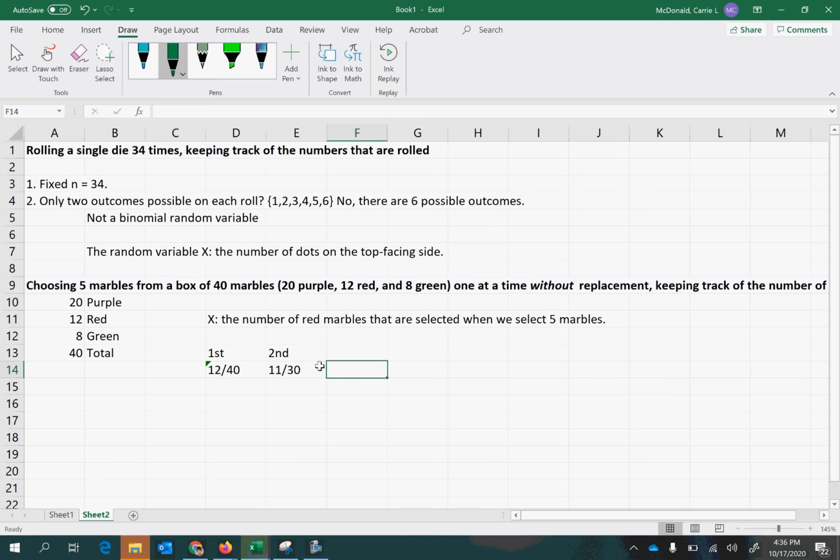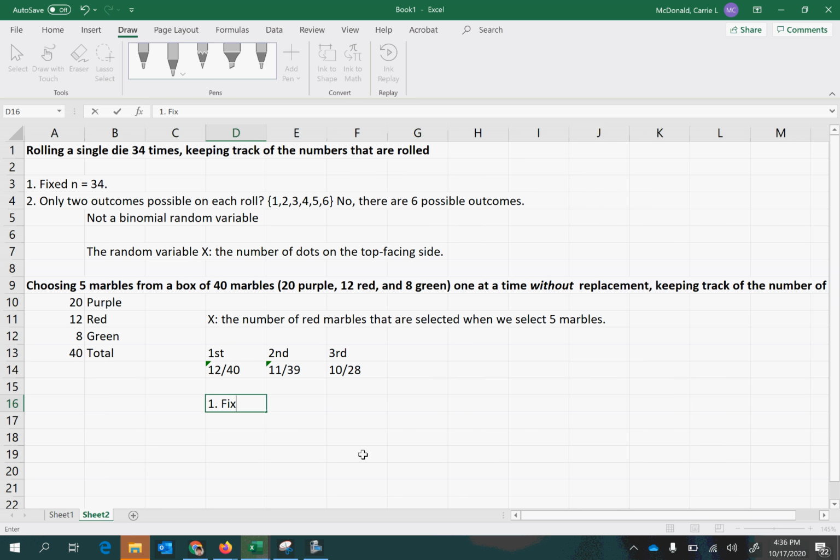And this will continue through all the trials, just adjusting the probability to reflect the fact that we've taken out a red marble and not put it back. Sorry, my numbers are all messed up here. Okay, so now we get the idea of that, right? Well, what are the other requirements?